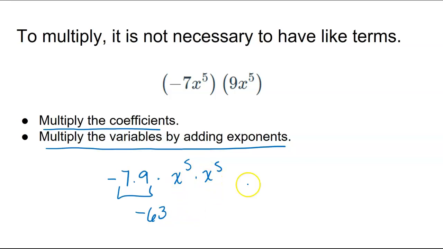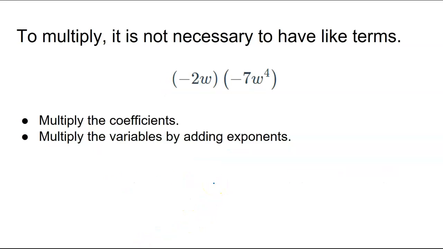x to the 5th times x to the 5th, if we were to do that out the long way, is 1, 2, 3, 4, 5 times 1, 2, 3, 4, 5. So that becomes a total of 10 x's, and we're done. We have one term, one coefficient, and the x is to the power of 10 there.